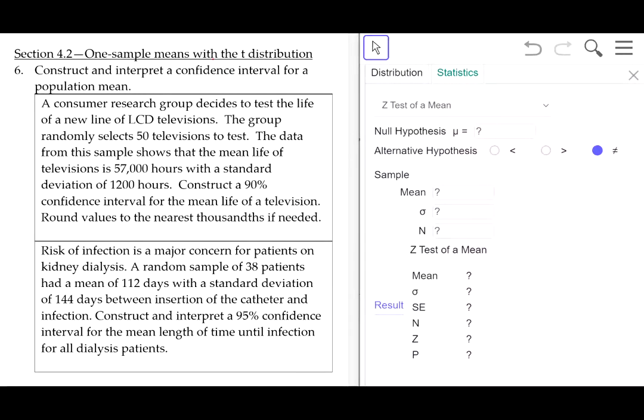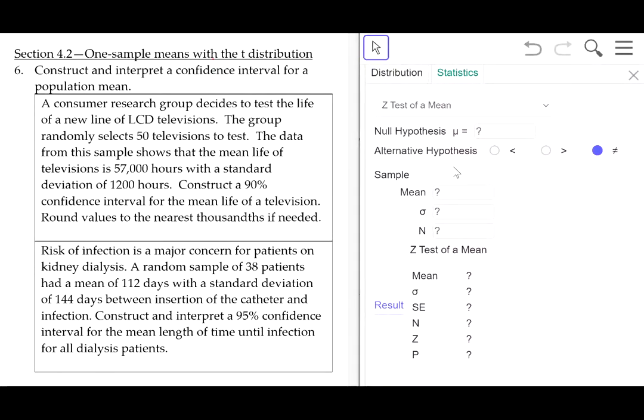The data from this sample shows that the mean life of televisions is 57,000 hours with a standard deviation of 1,200 hours. Construct a 90% confidence interval for the mean life of a television. Round values to the nearest thousandths if needed. We're going to compute this confidence interval using GeoGebra.